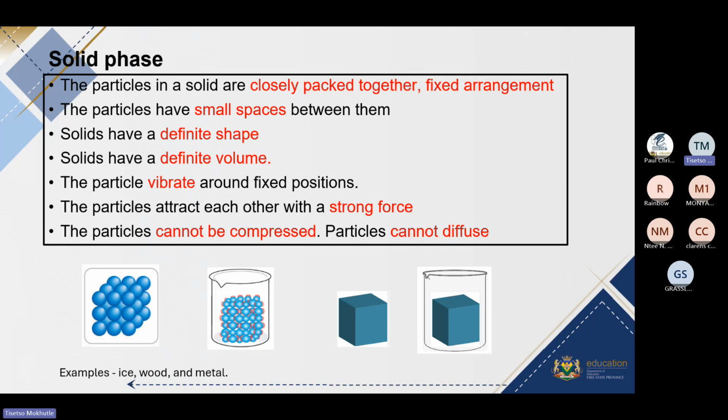The next thing about the solid phase: because the particles are close to one another and give a definite arrangement, solids have a definite shape. For example, if I were to take this cube and put it into the beaker, do you realize that it will only occupy the space that it was occupying before it was put in the beaker? So it has a fixed space and occupies a specific volume, which is the same space that it occupies. Volume is the space occupied by matter.